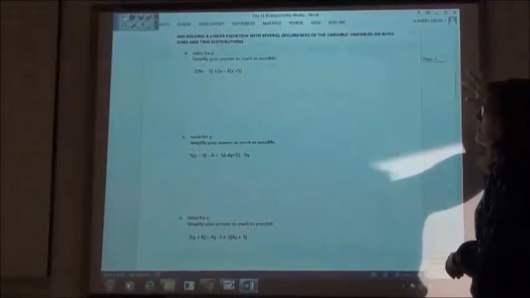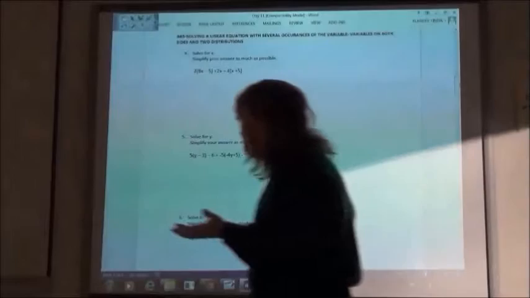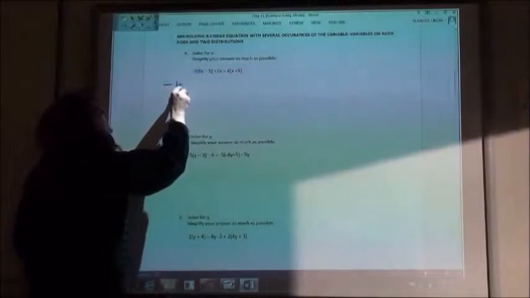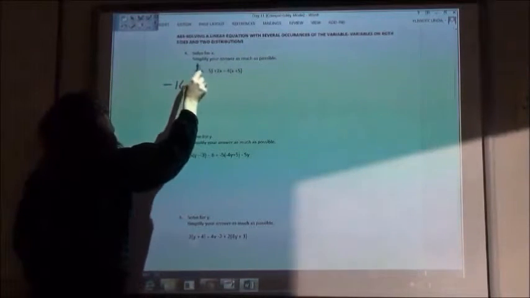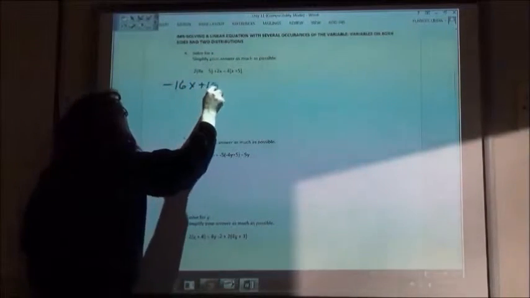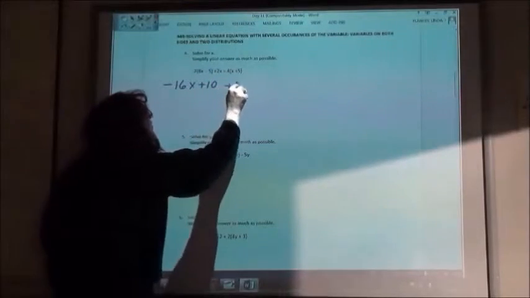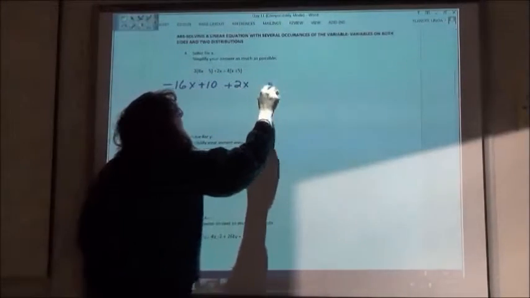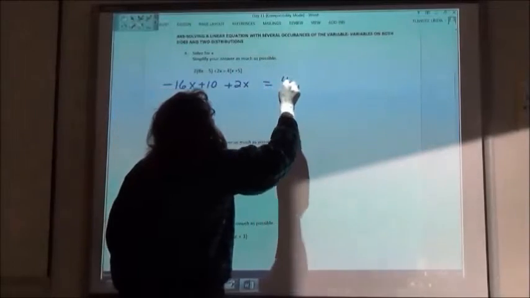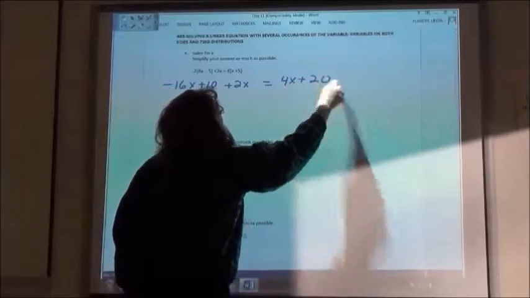The next ones. We have two sets of parentheses, so we're going to use the distributive property twice. On the first one, I'm going to get negative 16x. Negative times a negative is a positive 10. And then that plus 2x just goes behind it. On the other side, I'm going to get 4x and plus 20.